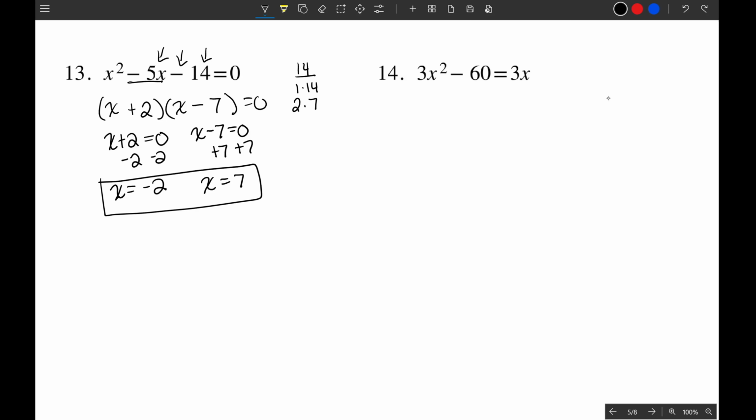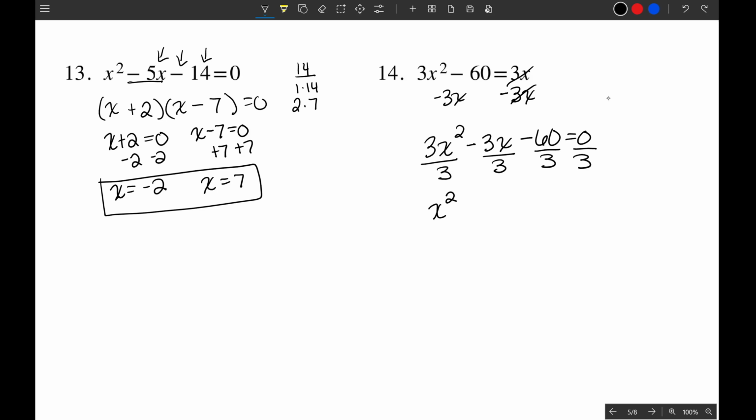Now on number 14, I see that everything is not on one side. I do want to keep my x squared positive, so I'm going to go ahead and subtract the 3x. Now, I can't combine 3x with anything on the left, but I do need to put this in order. So my 3x squared should be first, and then my negative 3x, and then my negative 60. Now, I do see that all of these will divide by 3, so I'm going to divide every term that I have on both sides by 3. That's going to leave me with x squared minus x minus 20 equals 0.